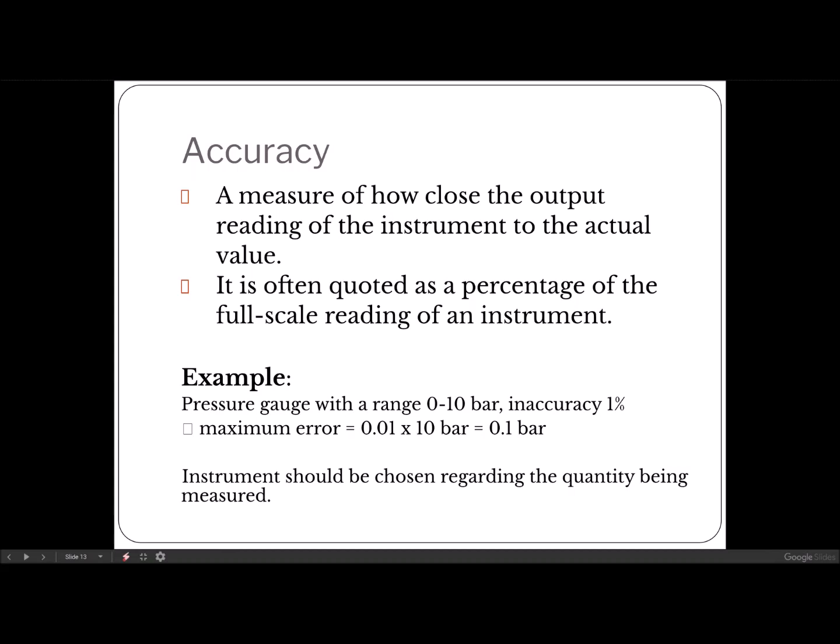the accuracy is represented as a fraction of what we measure. The maximum pressure that it can measure by this pressure gauge is 10 bar. So 10 bar is the maximum reading that we can sense by this gauge. Since the inaccuracy is 1%, which is 0.01, I multiply by 10 bar, then I will get 0.1 bar. So the inaccuracy can be as far as 0.1 bar.